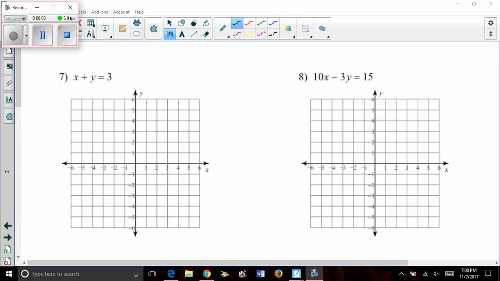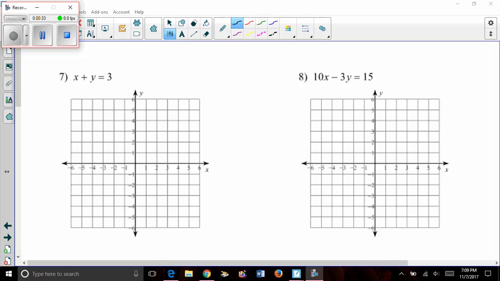I want to talk to you guys about how to graph using the intercepts. There's plenty of ways to approach graphing questions, but I feel like some of the quickest and easiest ways are to graph the intercepts or slope-intercept form. If you've not heard of that yet, we'll be covering that soon. But to graph the intercepts, we're going to have to do a couple things.